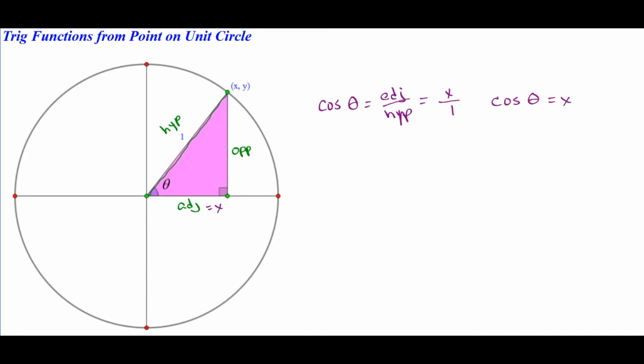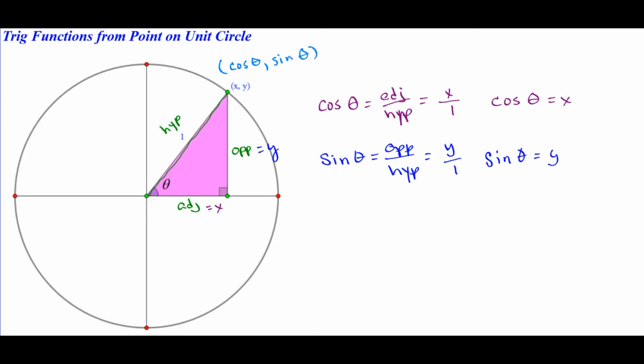Similarly, we can do the same thing with sine of theta. Sine of theta is my opposite over my hypotenuse. In this case, my opposite is going to be my y coordinate, so y over my hypotenuse, which is 1. So we end up with sine of theta is equal to y. So really, this coordinate here, which is x, y, is also cosine theta, sine theta when I'm on the unit circle.